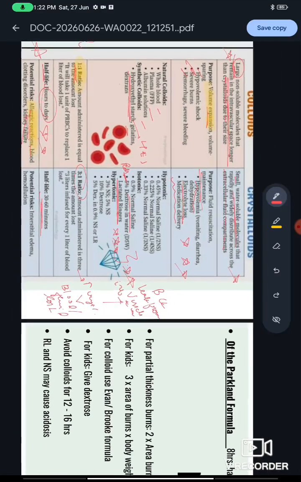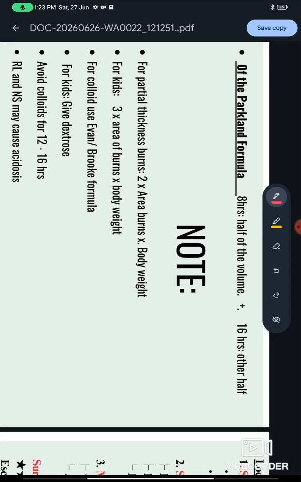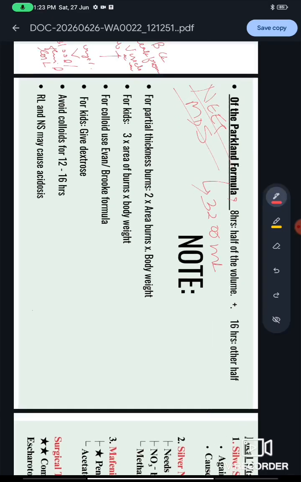Now, how do you calculate how much of the fluid is to be given? Now, this is the most important slide of this entire lecture, जहां से नीट का क्वेश्चन आता है. So according to the Parkland formula, suppose you arrive at the conclusion that 3200 ml, this is just an example, that 3200 ml fluid is to be given.